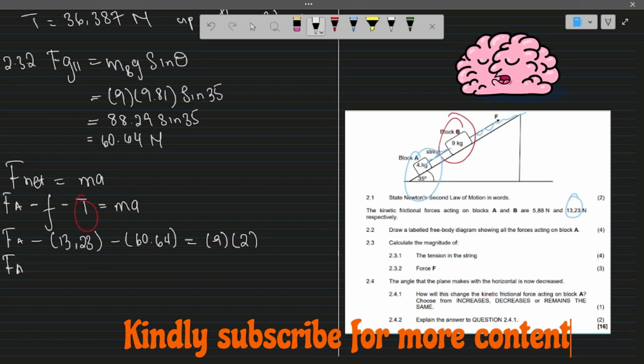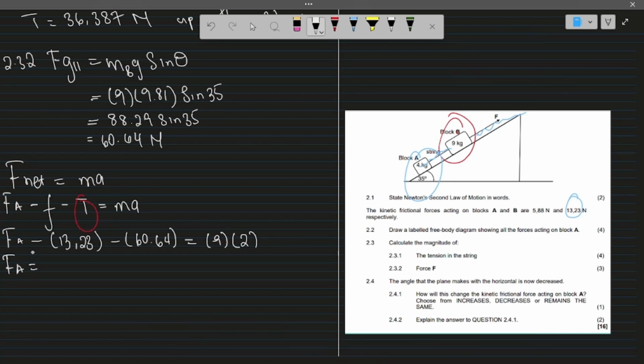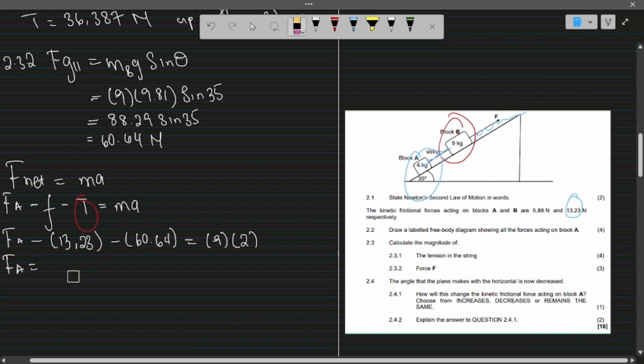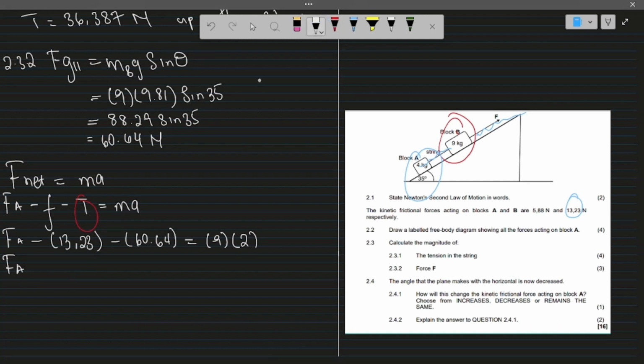So for the F applied, you can take out your calculator and follow me on these simple calculations. It's going to be minus 13.23 minus 50.64, equal to 9 times 2, which is 18. So it's going to be FA minus 36.387 is equal to 18, right?